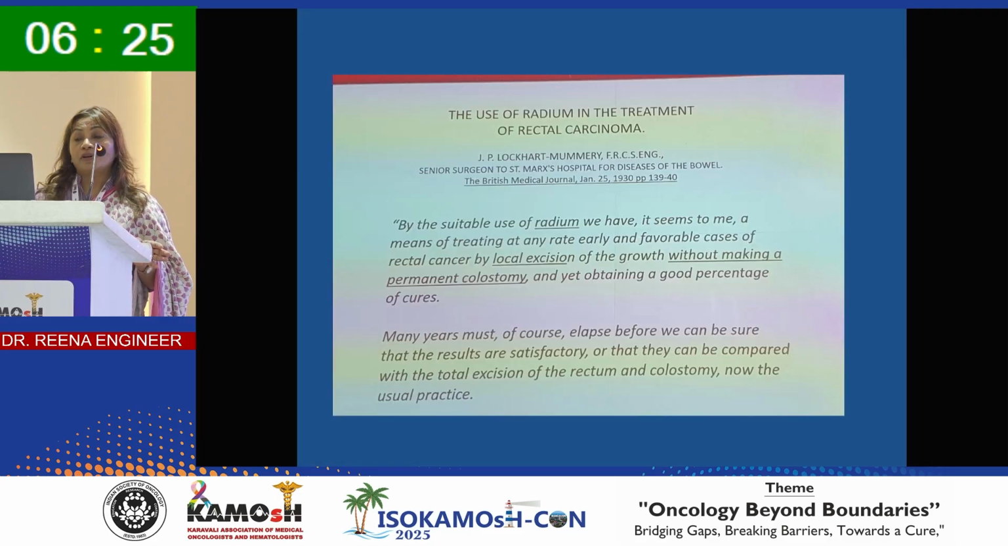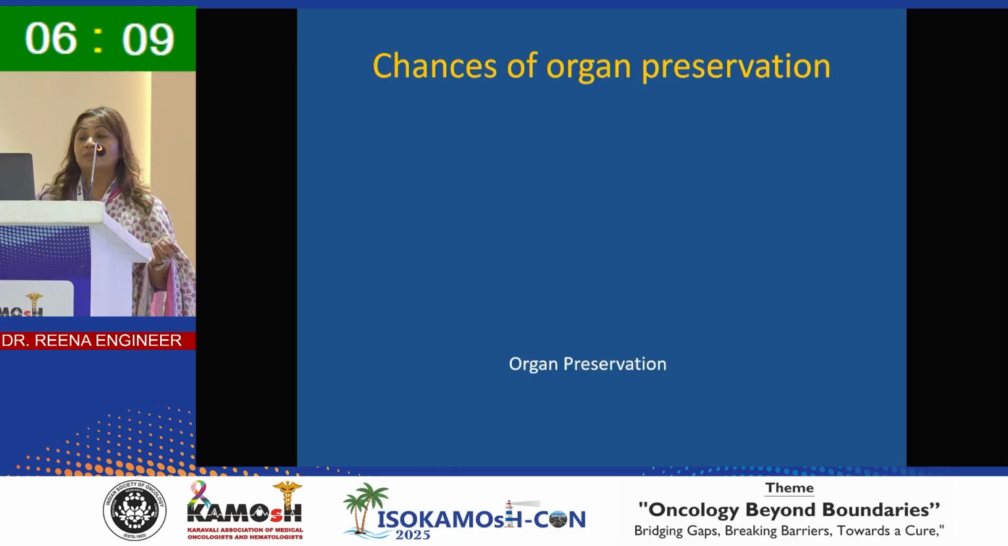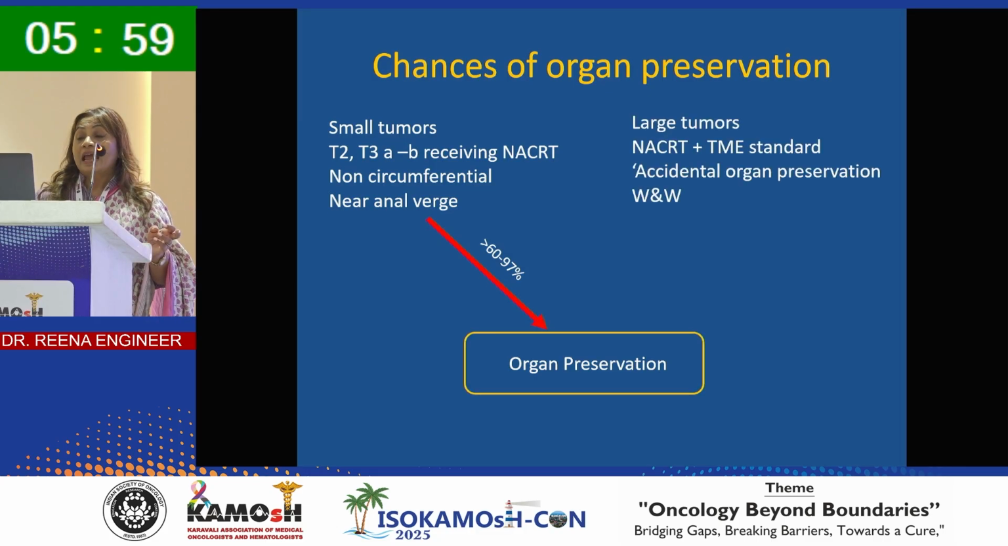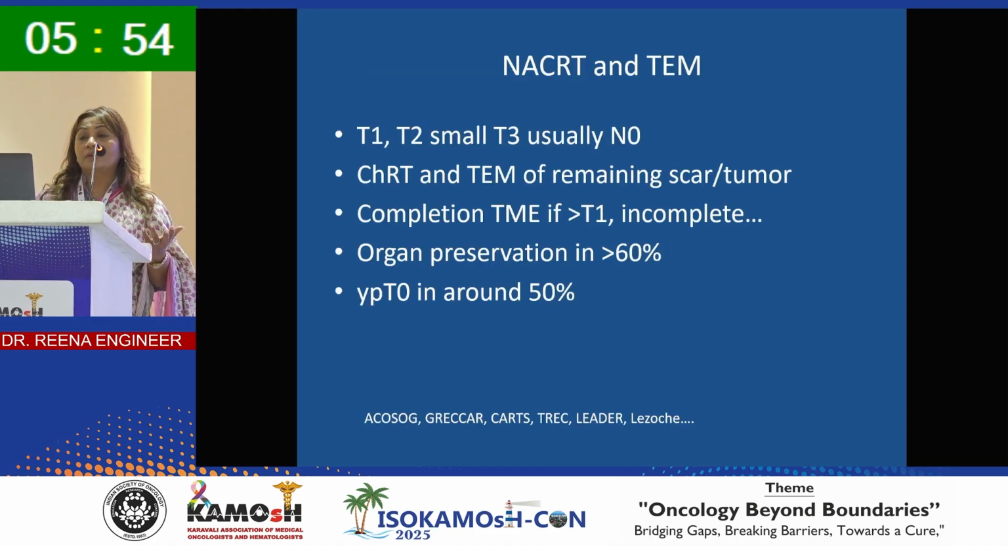organ preservation. This concept of organ preservation in early rectal cancer was actually proposed by a surgeon in 1930, who noticed that if you give radium and do local excision without making a permanent stoma, you can achieve organ preservation. But organ preservation now, as Avnish has shared, for early rectal tumors is between 60 to 97%. And for the larger tumors, it is like 15 to 20%.